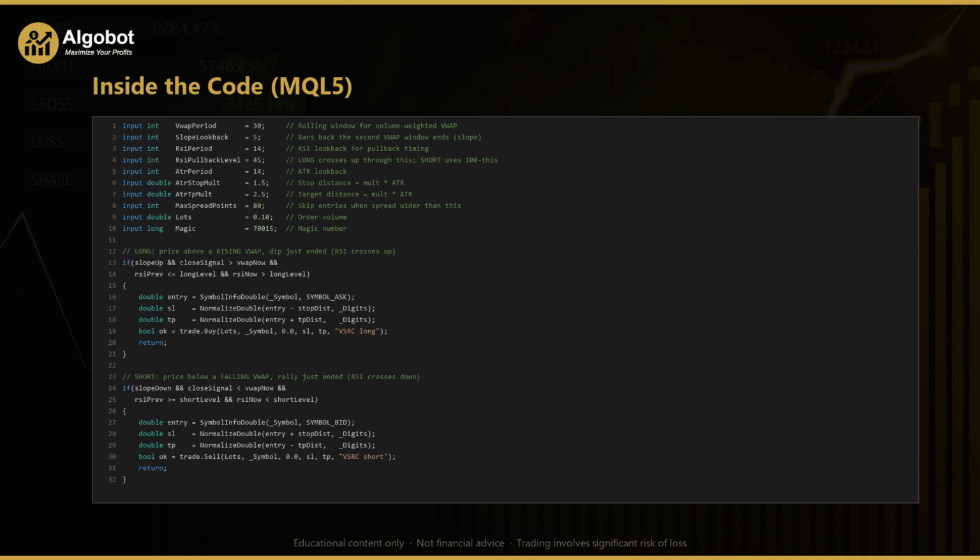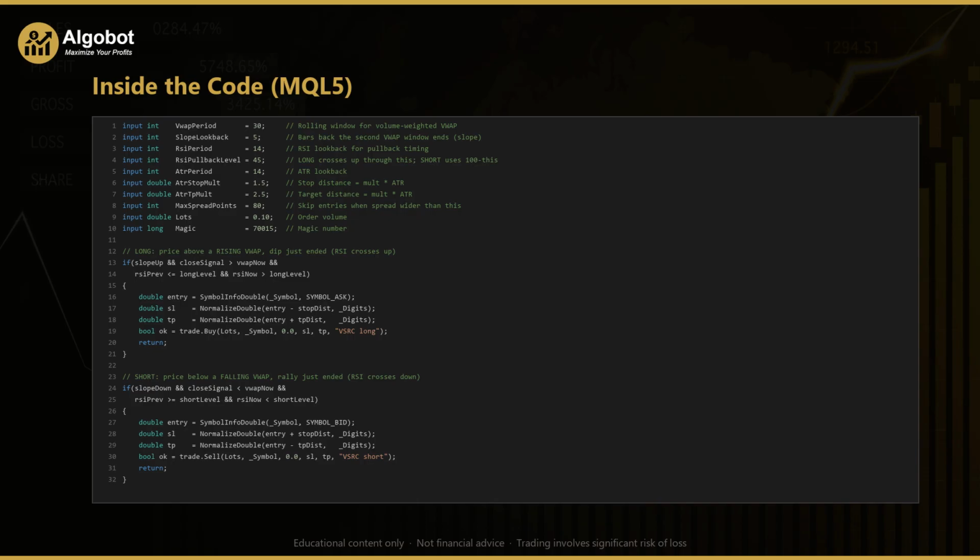Below the inputs are the two signal blocks. The long block reads, if slope is up, and the signal close is above Vwap now, and the prior RSI was at or below the long level, while the current RSI is above it, then the EA opens a buy. You can see it reads the ask price, sets the stop loss 1 ATR distance below, sets the take profit further above, and calls trade.buy with the lot size and those levels.